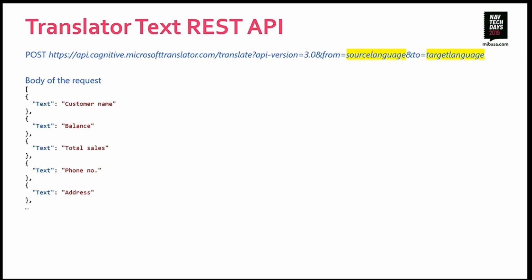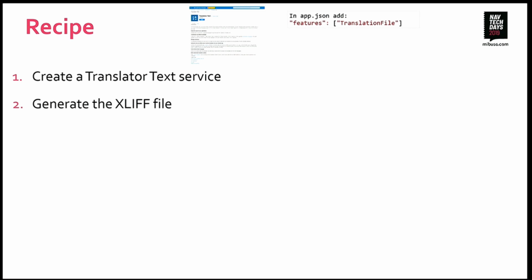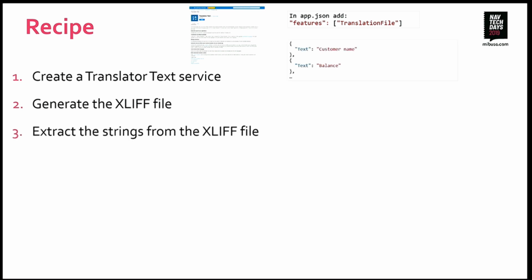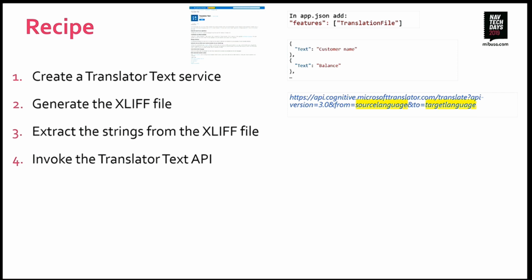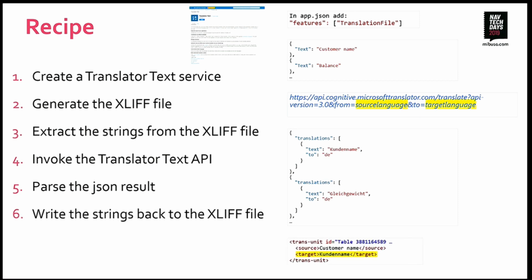And in the body of the request, you have a JSON package with all your strings, and what you get back is a JSON result with all the translated strings in the language you want to translate to. So the recipe again: create a Translator Text service, generate the XLIFF file by adding this entry, the features translation file, in the app.json. Extract, you will need to parse the file and extract the strings from the XLIFF file. Invoke the Translator Text API, send the JSON package with all of your strings, parse the result back, and put it back in the XLIFF file. So that's the way to perform the automatic translation.